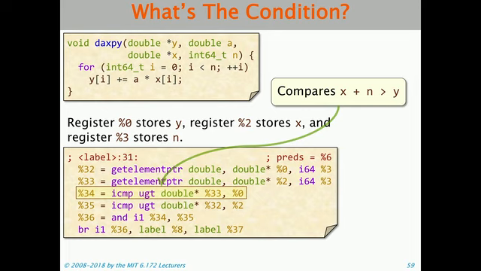Yeah. Compares y plus n versus x. Is y plus n greater than x? How about the last instruction before the branch?